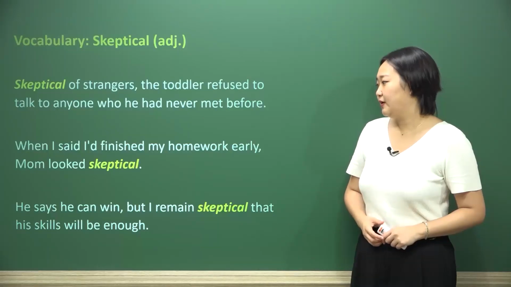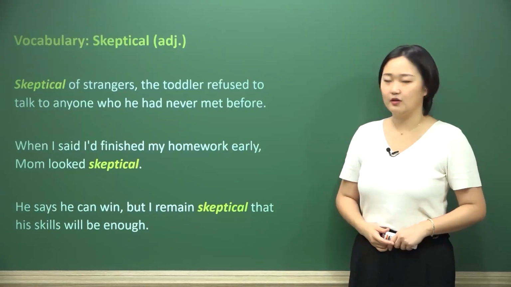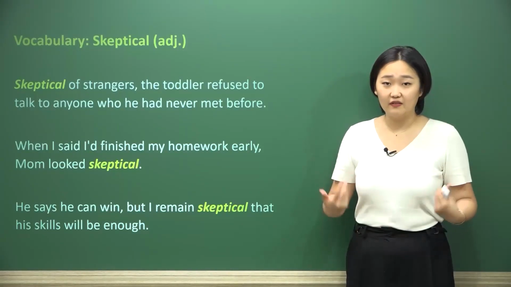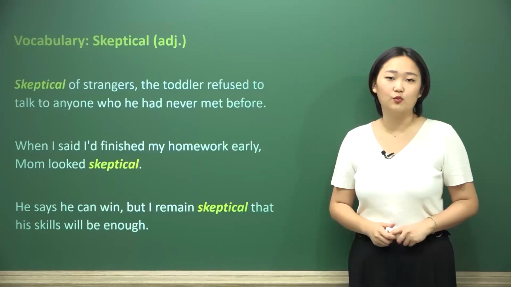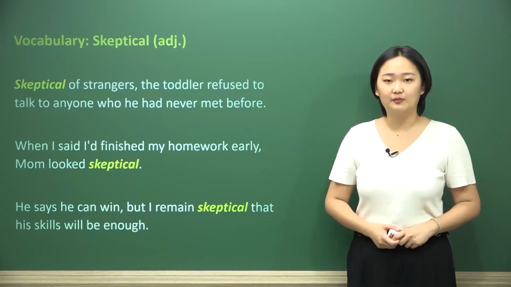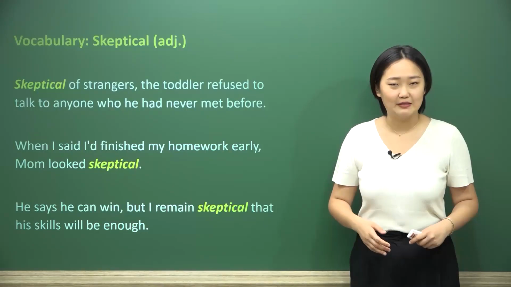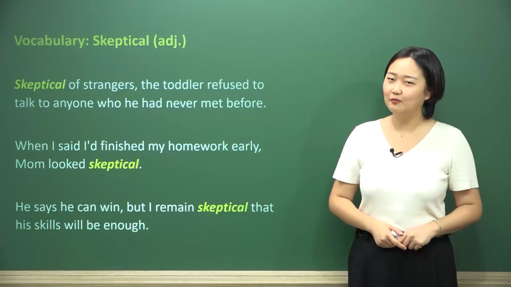When I said I finished my homework early, Mom looked skeptical. I feel like maybe this is something that I've definitely been through. Maybe you have been through this as well. When you say, oh, I've already finished my homework, and then your parents just kind of stop and stare at you and say, but did you really? When did you finish?